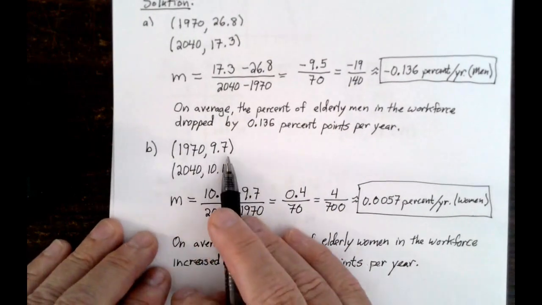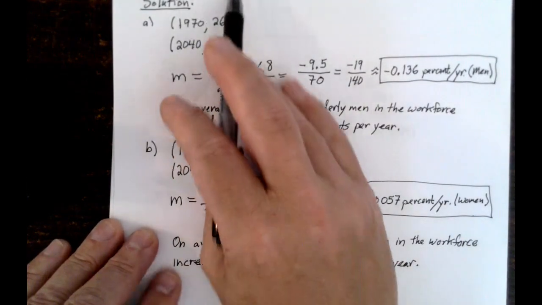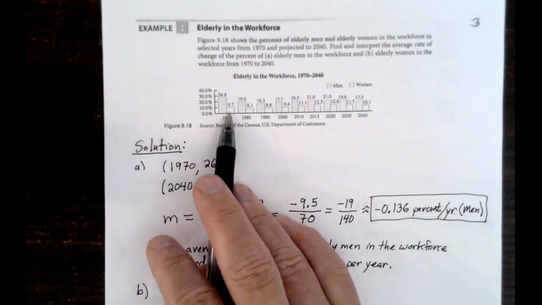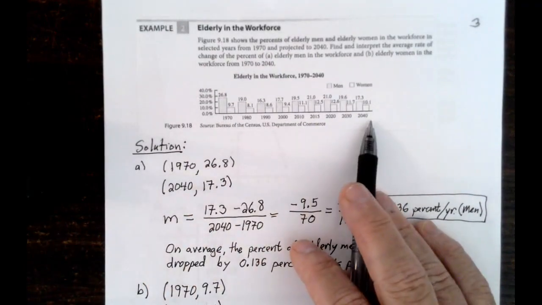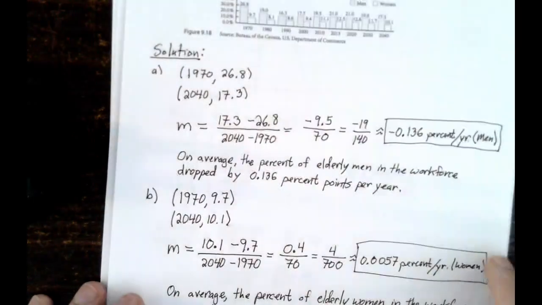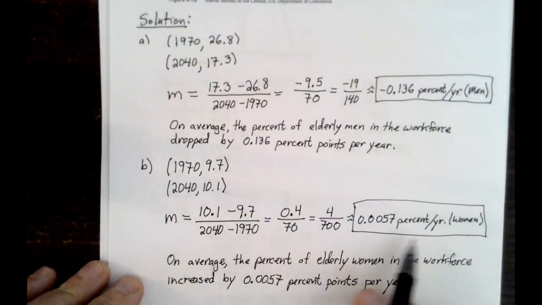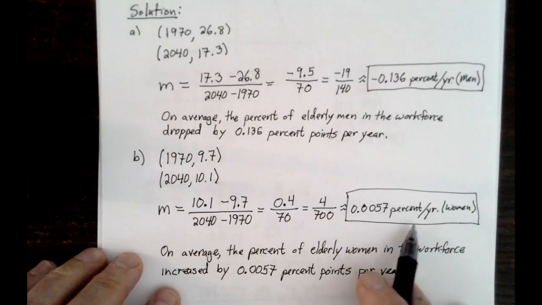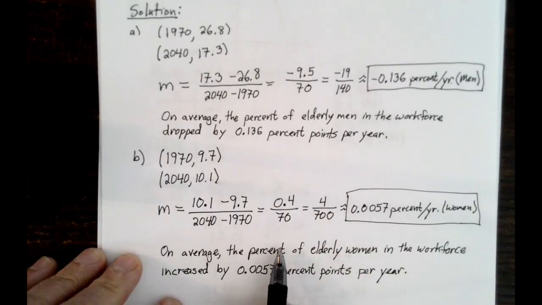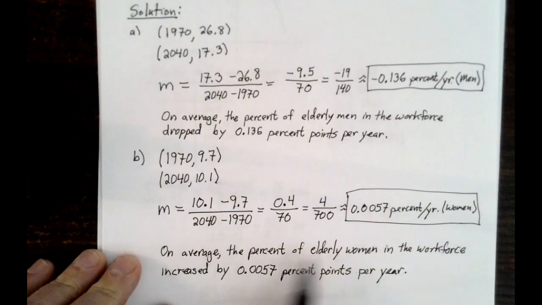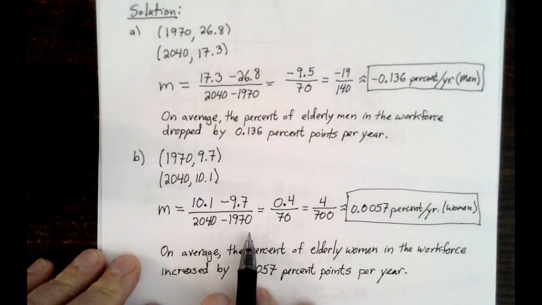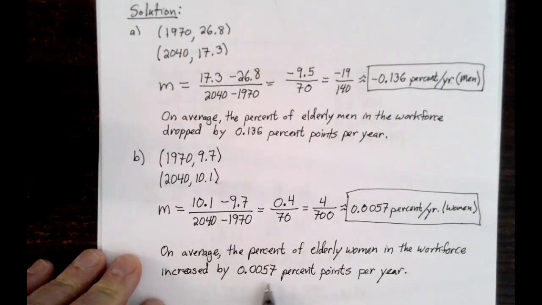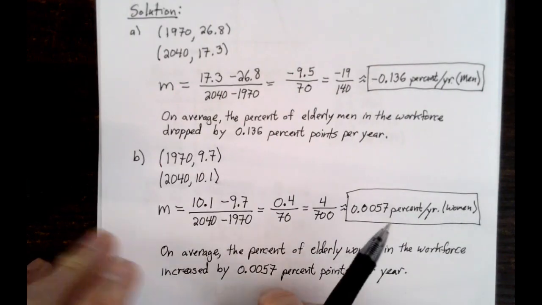Now the same thing for women. You can come up with the two numbers here. 1970, 9.7, 2040, 10.1. And so you do the slope formula again. And notice this one actually has an increase per year. So it means the percentage of elderly women in the workforce as the years go by over this 70-year span is actually increasing per year.